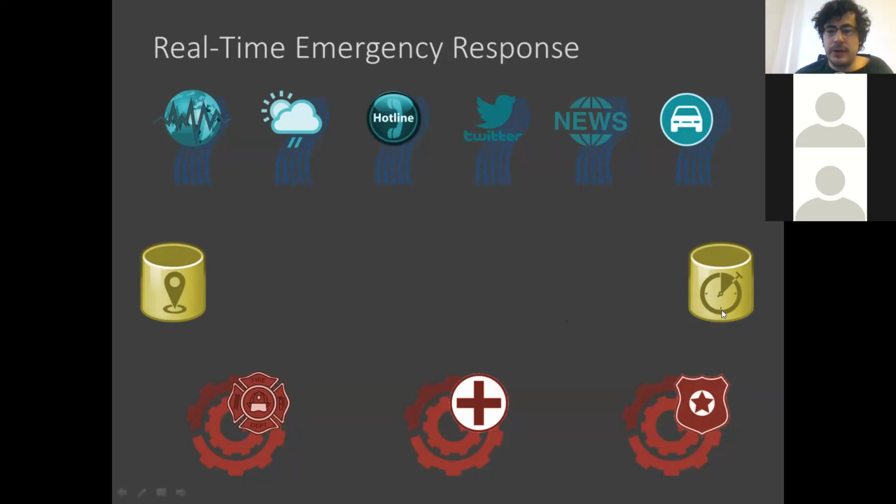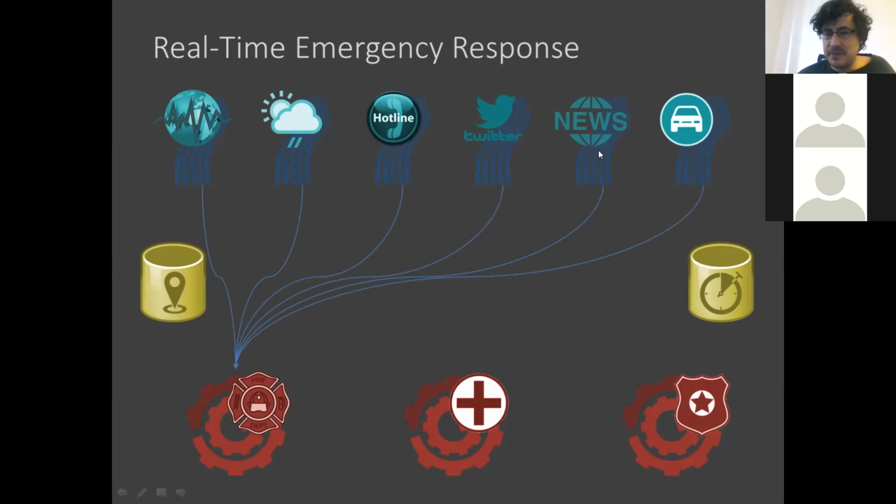So somehow a record of what's happening. So we have streams of data, we have some databases, and then we have our emergency services. So we can start to think, okay, for the fire department, all of these streams here are relevant.